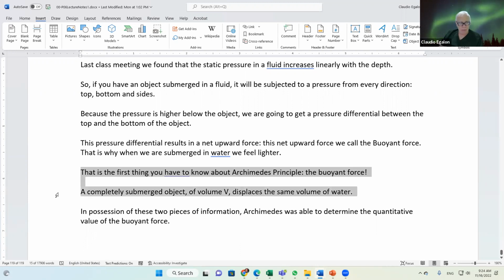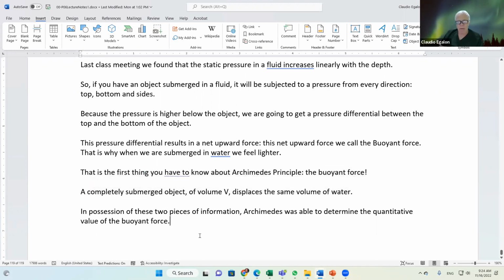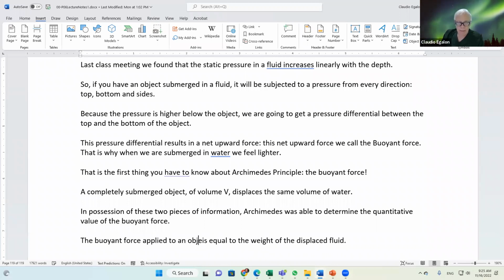But by putting together those two pieces of information, he came up with his Archimedes' principle, which is formulated as: the buoyant force is equal to the weight of the displaced fluid. The buoyant force applied to an object is equal to the weight of the fluid displaced by this object.